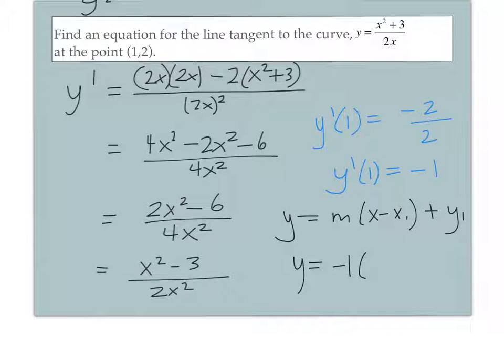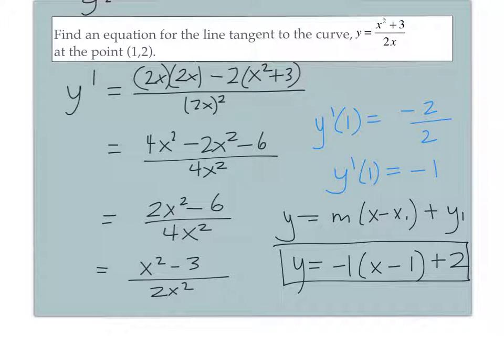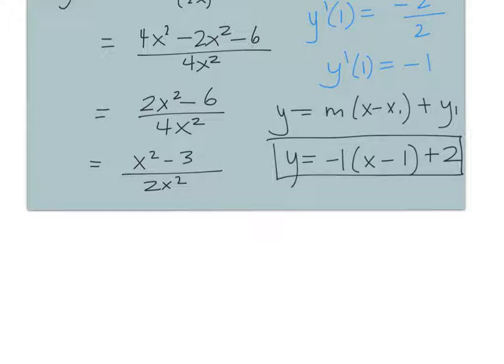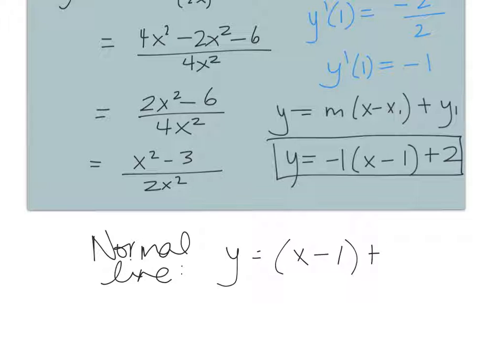times, and you don't have to put the 1 there, obviously. In fact, I probably shouldn't have, but it's fine. It's there already now. Okay, plus 2. And that's it. Now, if it asked me for the normal line instead, what would I do? Just the inverse, yeah. The negative reciprocal of it. So the normal line would be y equals just 1 x minus 1 plus 2.